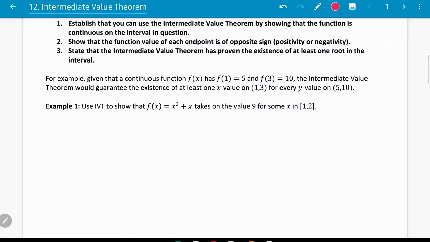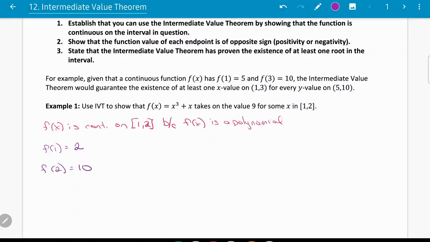So we're going to use that IVT, f of x is equal to x cubed plus x. So we can state that f of x is continuous on the closed interval 1 to 2 because f of x is a polynomial. Next, we need to evaluate what f of 1 is. So f of 1 is going to be 2. F of 2 is going to be 10.